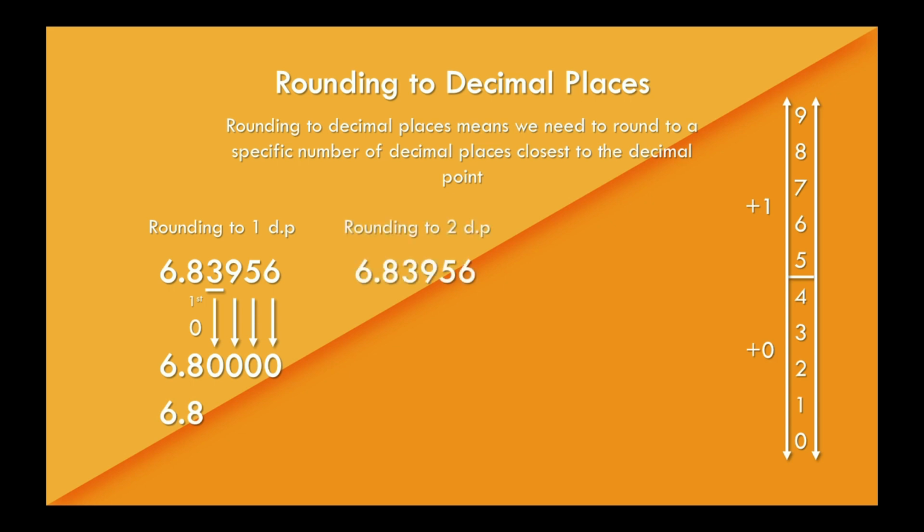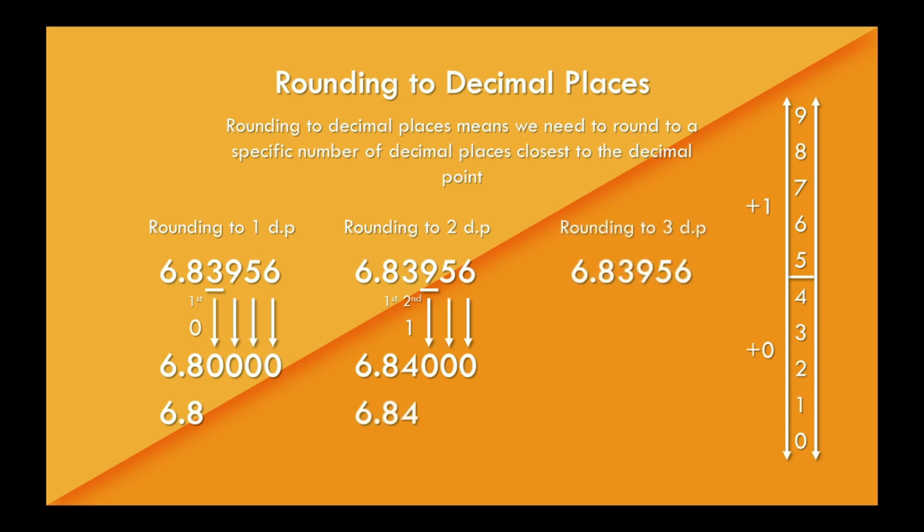We can use the same number for 2 decimal places. We identify the first 2 decimal places closest to the decimal point, which are 8 and 3. So we check the number immediately to the right of 3, which happens to be 9. This tells us that it rounds up, so 9 and all the digits to the right become 0, and 3 gets a plus 1, making it 4, and all the other numbers stay the same, giving us a final answer of 6.84.